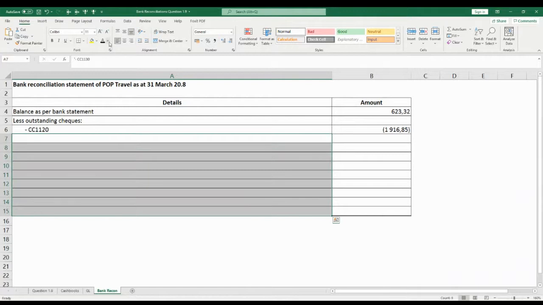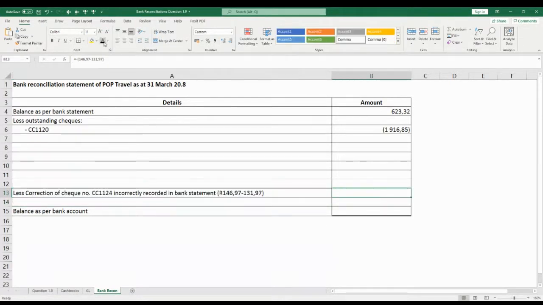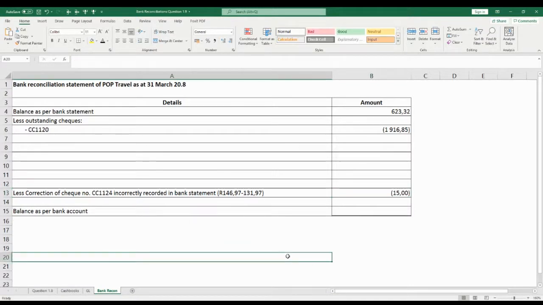I'm just going to unhide here. So that's the balance for the bank account. So we then include that error of 15 Rand. Now, because they showed it at too little amount, they need to increase it so more money will be taken out of a bank account. So that's why it's a negative 15 Rand.